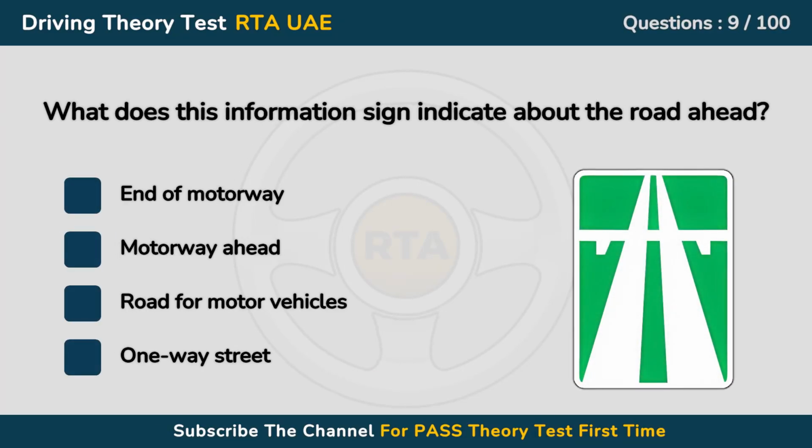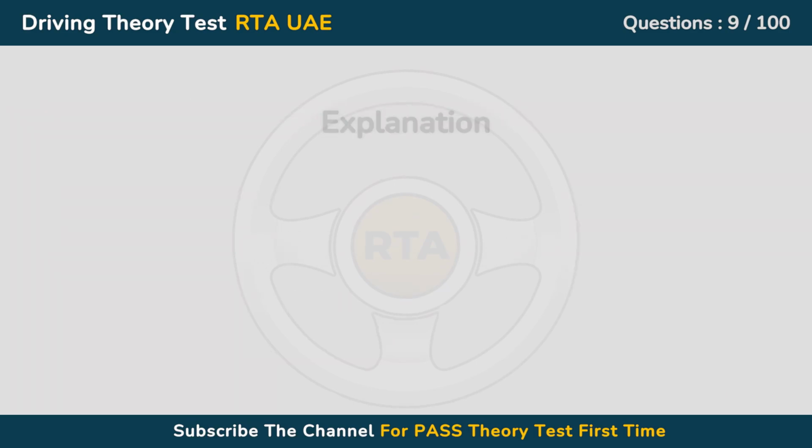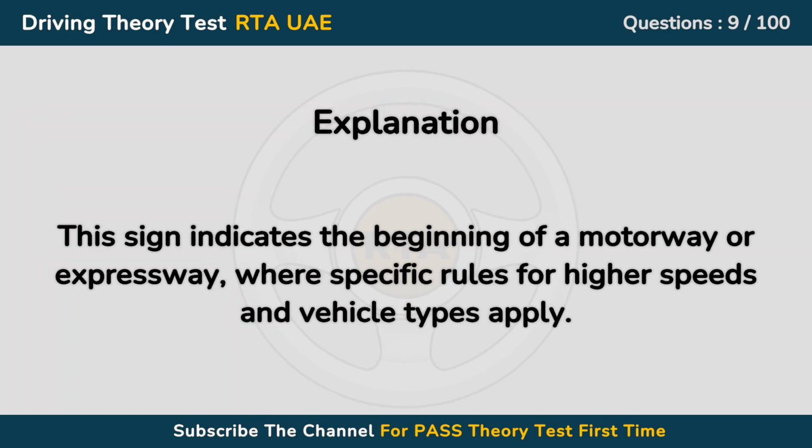A. End of motorway. B. Motorway ahead. C. Road for motor vehicles. D. One-way street. Answer is B, motorway ahead. This sign indicates the beginning of a motorway or expressway, where specific rules for higher speeds and vehicle types apply.